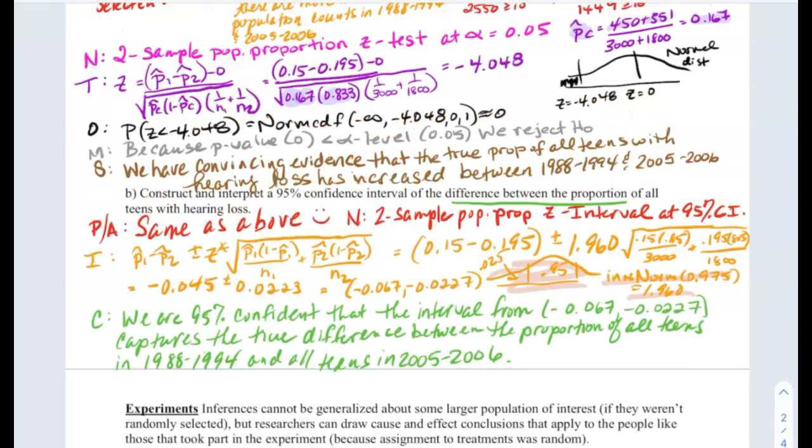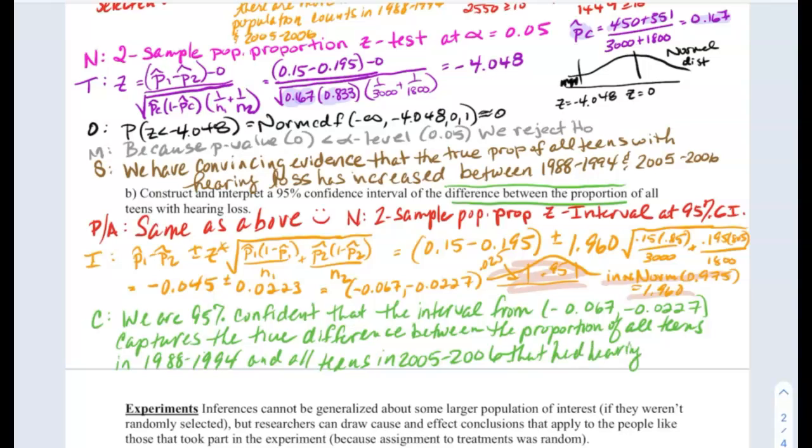So again, we start out, we are 95% confident that the interval, we give them the interval, captures the true, and then I went to the problem again and I underlined it in green here of what I'm going to write, so that the true difference between the proportion of all teens in the two time frames is, that it captures the true difference between the proportion of teens and all teens that had hearing loss.